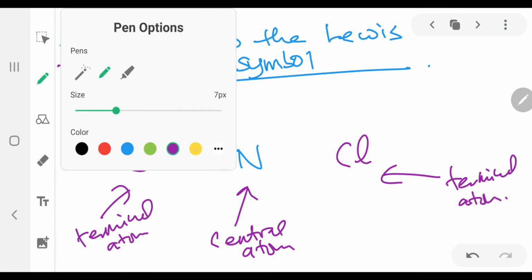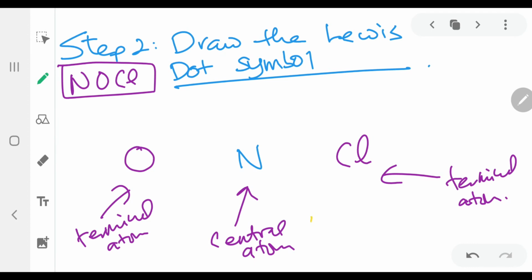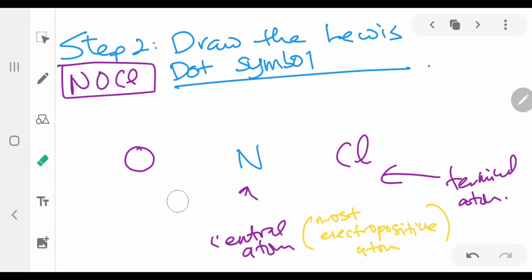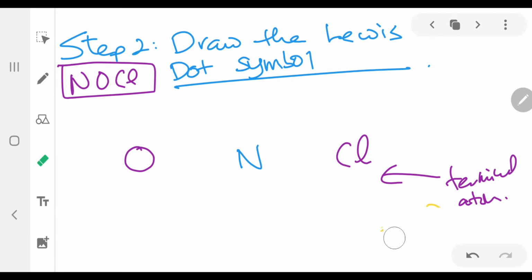Why is it the central atom? Again, I repeat, because N is the most electropositive atom. So the most electropositive atom will be the central atom. So that is not very difficult to remember. So now we're going to draw the Lewis dot symbol for all of them.